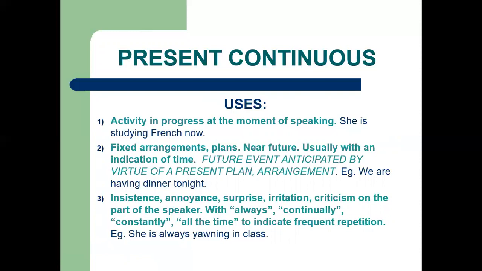Insistence, annoyance, surprise, irritation, or criticism, generally used with others such as always, continually, constantly. We say she's always yawning or you're always interrupting. There, you're expressing a tone of anger, right? So this is crucial because when you use the adverb always in the present simple, this tone is non-existent, right? You just mean frequency in the present simple.